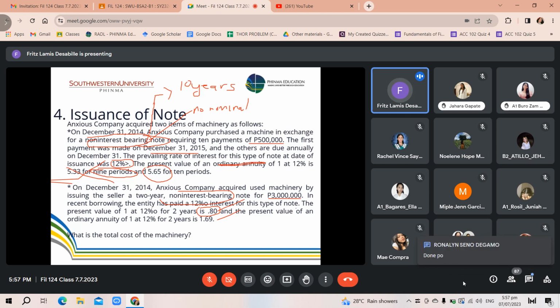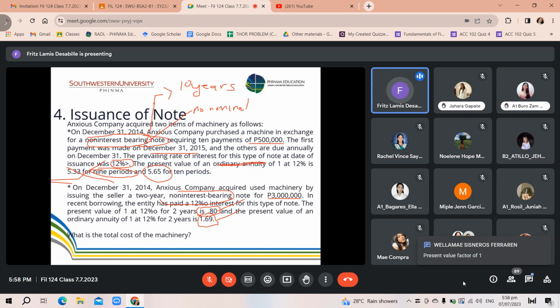However, in this case, the scheme of payment is that the full amount of 3 million will be paid 2 years later. Similarly, the effective interest rate is 12%. Two present value factors were given here. Question, what is the present value factor that we are going to be using for this one?